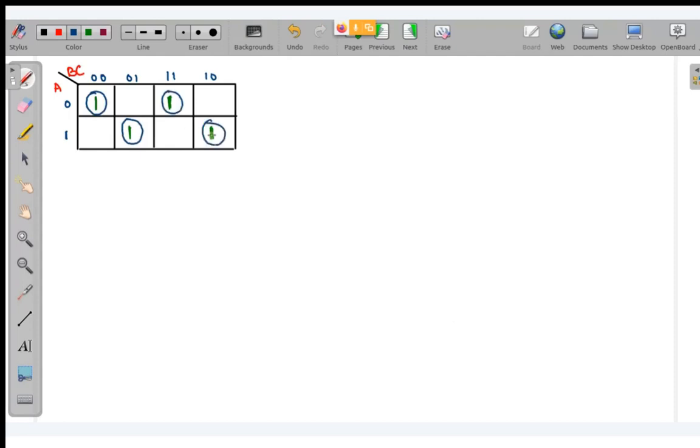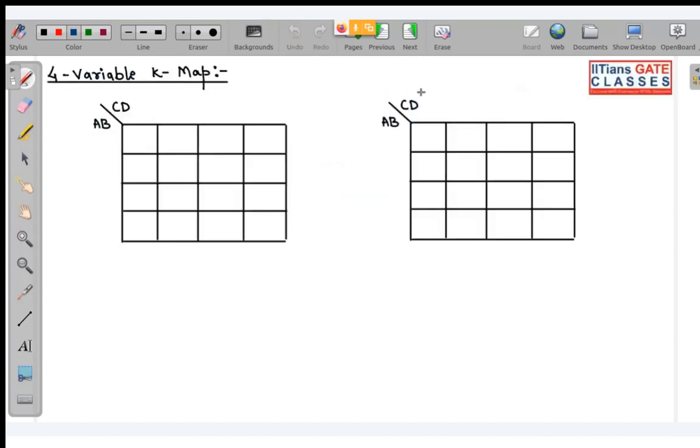Like this. Now if I write the SOP expression for this, this will be A complement, B complement, C complement plus A, B complement, C plus A complement, B, C plus A, B, C complement. And if you now solve A XOR B XOR C, you will get this only. So this will be your homework, to check whether you get this expression or not. Okay. Now let us come to the 4 variable K map.